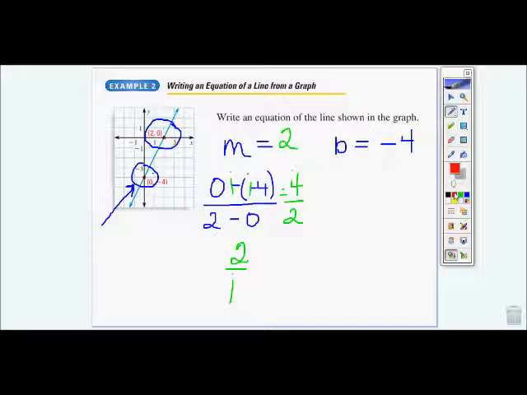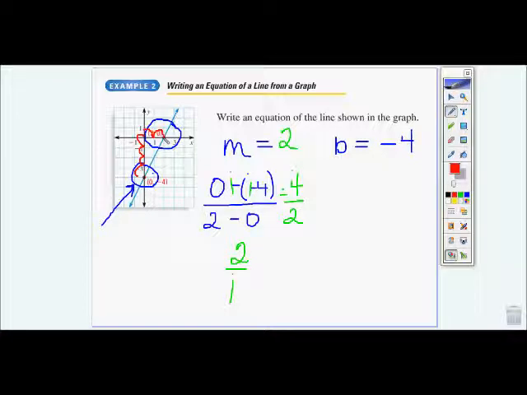Another way to do that, I will use the red so you can really see it, is if I'm looking at a graph, I could just count my rise over run. We're going to go up 1, 2, 3, 4, and we're going to run 1, 2. So in that way, I still would get 4 over 2, and I would be able to simplify that to 2 over 1.